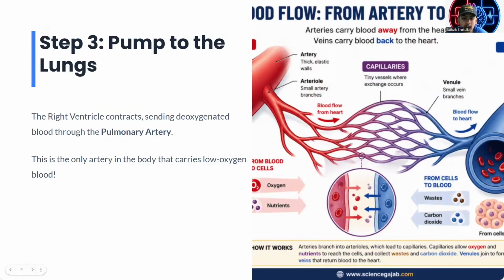Then the right ventricle contracts and sends blood to the lungs where it will pick up oxygen. It sends the deoxygenated blood to the pulmonary artery, and that's the only artery in the body that carries low oxygen blood.